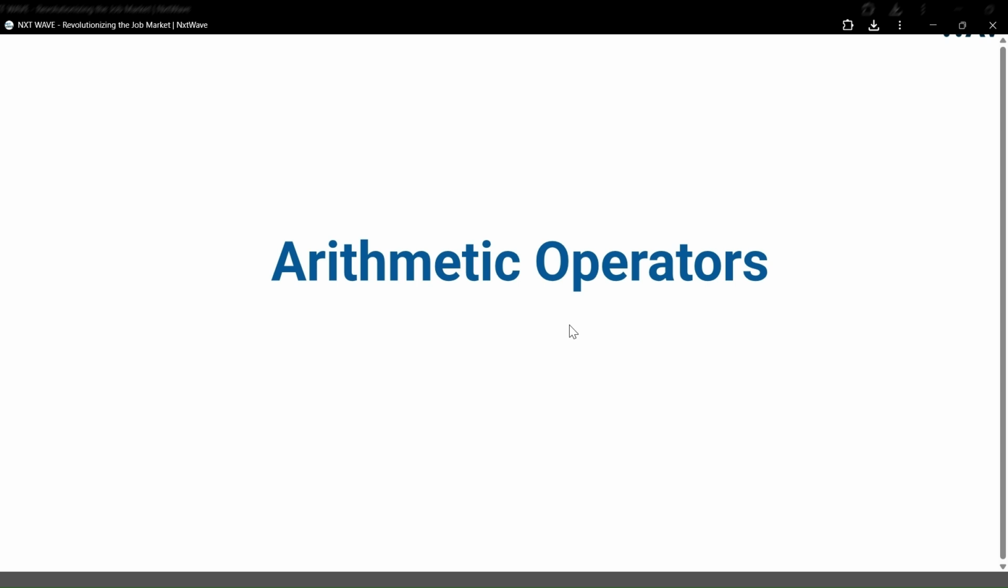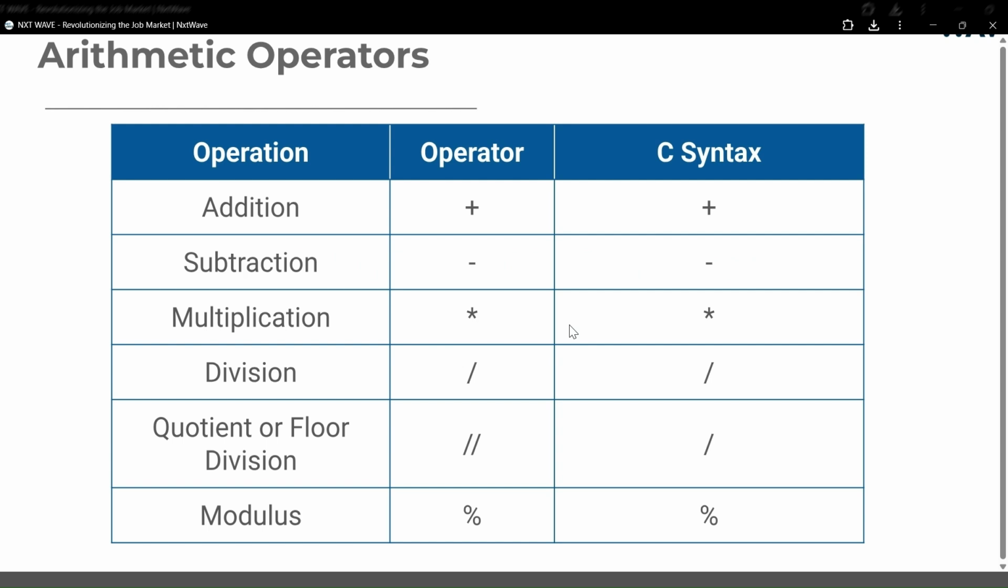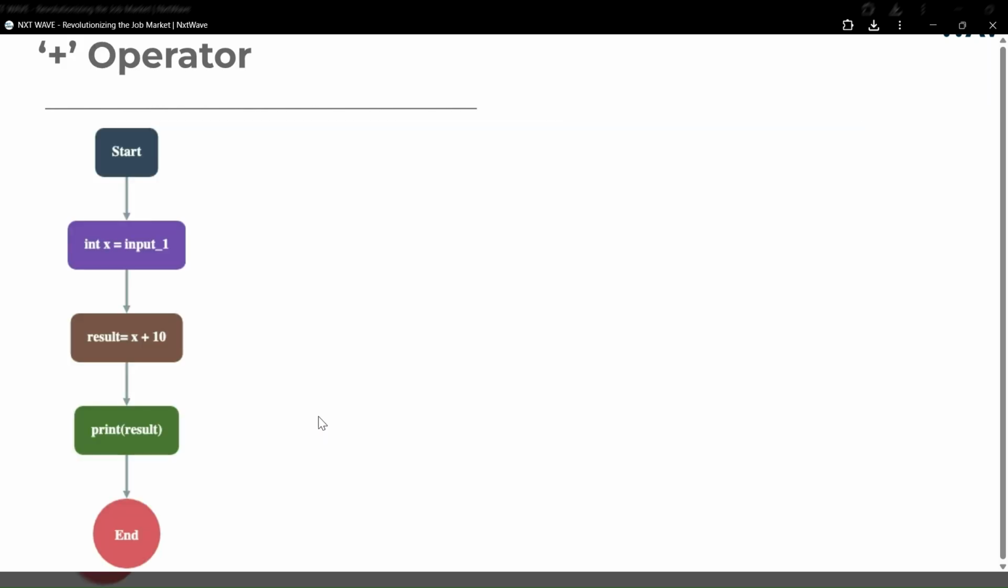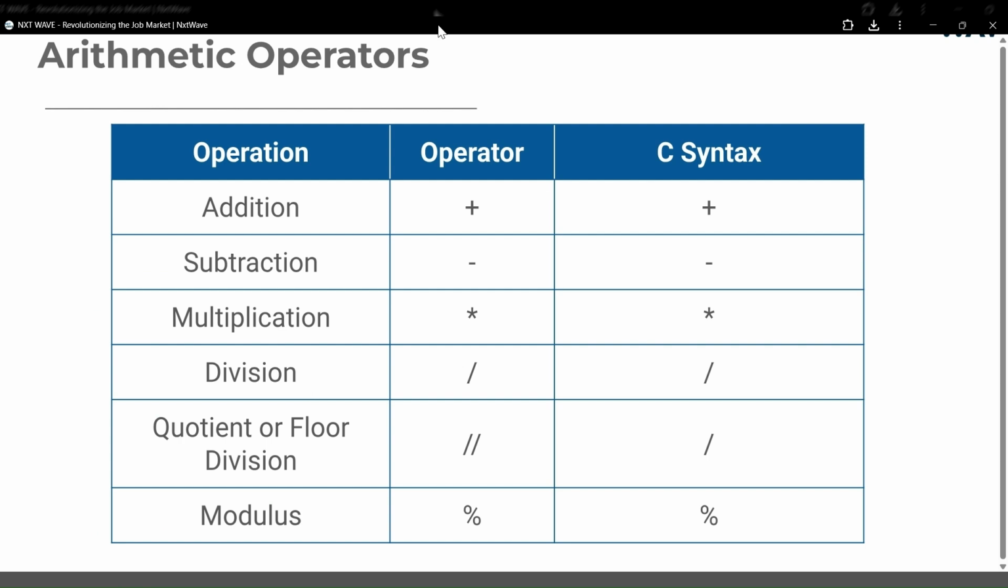What are the arithmetic operators? Let us see. These are the arithmetic operators. For addition we use plus as the operator, and the syntax is also plus. Operators are nothing but symbols between two operands. Minus is for subtraction, star for multiplication, slash for division, and double slash for the float. Float means the remainder. Okay, and modulus for the remainder.